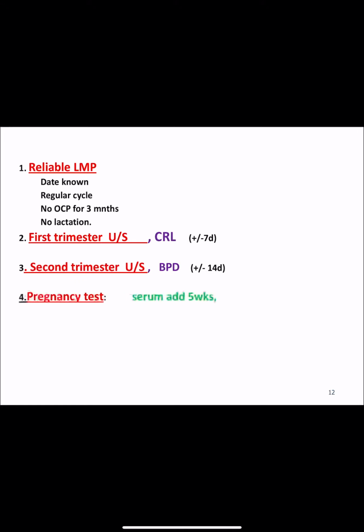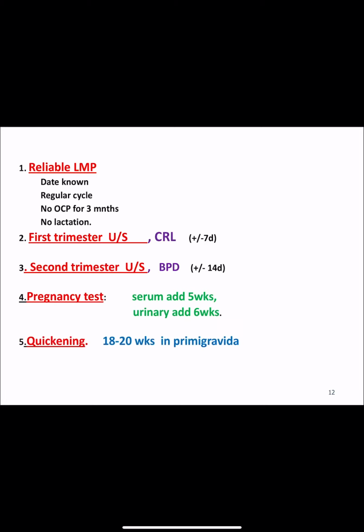Number 4, pregnancy test. We have either a serum or a urinary pregnancy test. For a serum pregnancy test, we say that at the time of the test the woman is roughly 5 weeks pregnant. At the time of a urinary pregnancy test, she is roughly 6 weeks pregnant. And then we calculate the rest of the period accordingly.